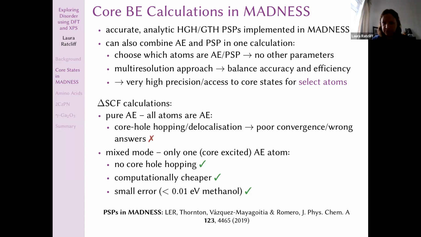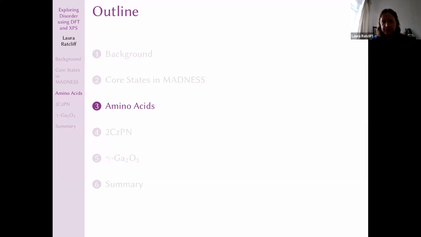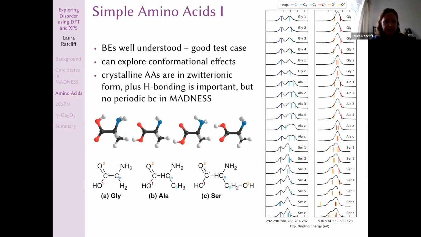So much smaller than the other sources of error we care about for the relative binding energies. So this approach works quite well, but the question is, what does it look like for actual real systems? The first example I'm going to talk through is the case of amino acids.